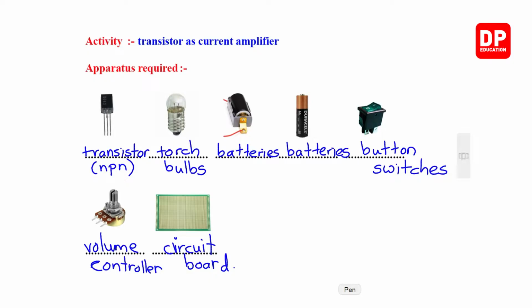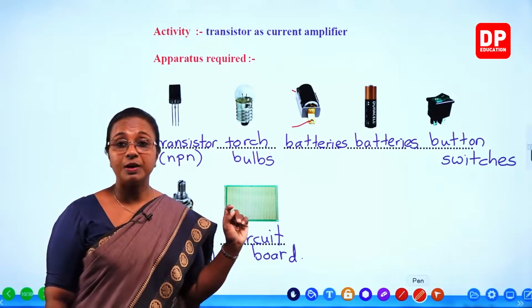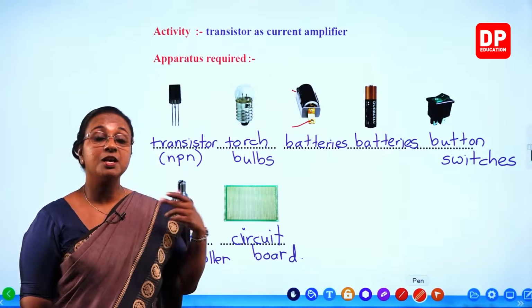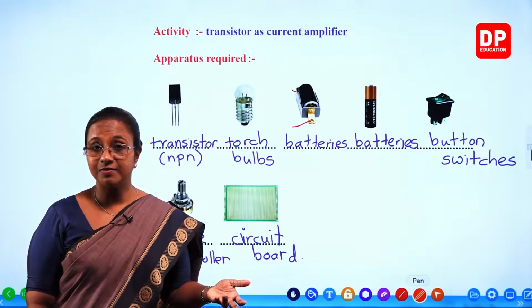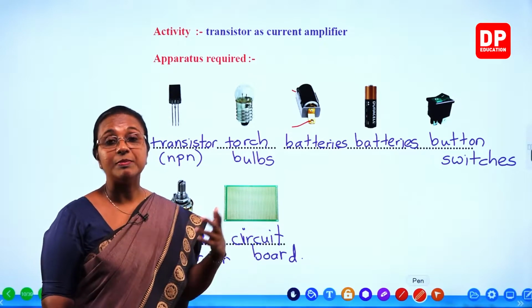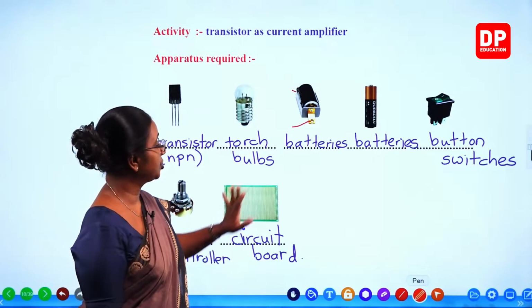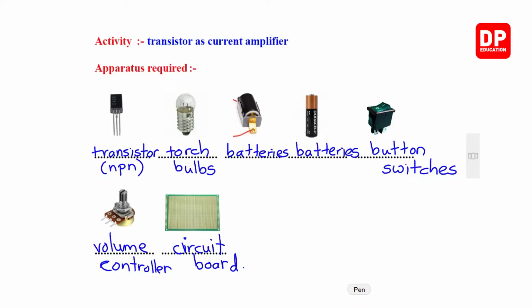We need the transistor. It has to be an NPN transistor. Then we will need torch bulbs. We will need 2 torch bulbs, one for the input circuit and the other one for the output circuit. Then we will need batteries. We might have to supply higher and lower potentials, so we will need 3-volt batteries and 1.5 volt batteries.